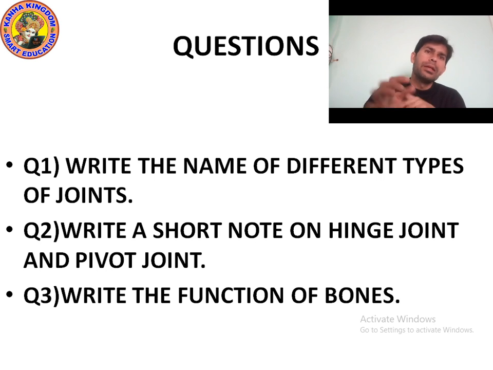Now the last question: write the functions of bone. You know that bones are rigid, constitute part of the endoskeleton of vertebrates, and consist of calcium. So what are the functions of bones?